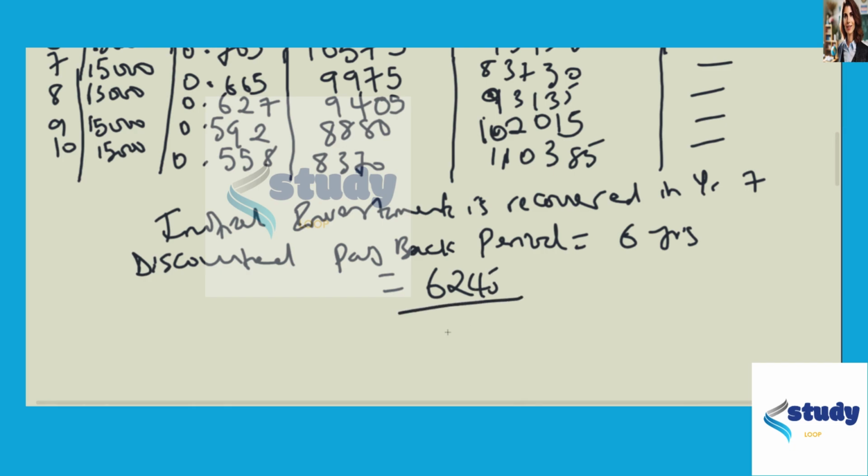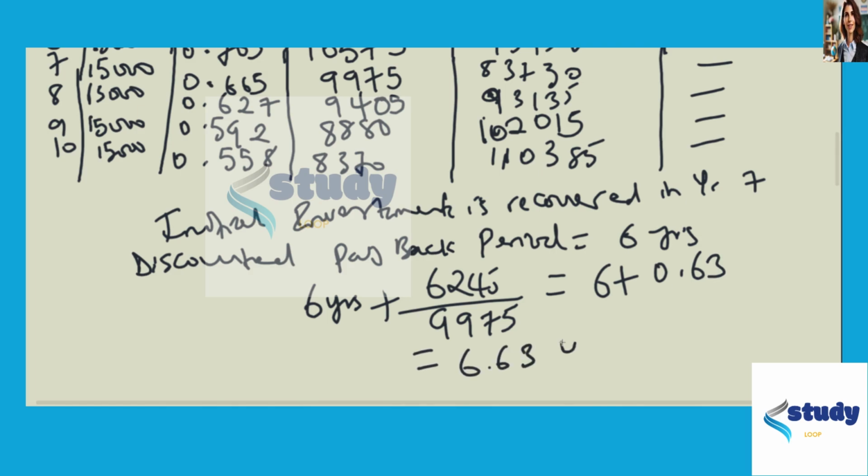plus 6,245 divided by 9,975, and this is 6 years plus that. So this equals 6 plus 0.63, and the discounted payback period is 6.63 years.